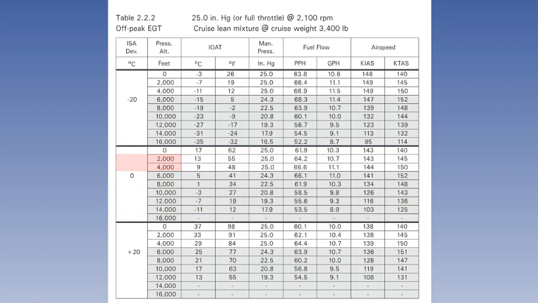Cruise altitude is 3,000 feet, and therefore it is necessary to interpolate between 2,000 and 4,000 feet. The fuel flow at 2,000 feet is 10.7 gallons per hour, and at 4,000 feet 11.1 gallons per hour. By interpolation, the fuel flow at 3,000 feet is 10.9 gallons per hour. The indicated airspeed and true airspeed information is also available and can be similarly interpolated if required. When you are ready, turn to figure 2.4 on page 8.